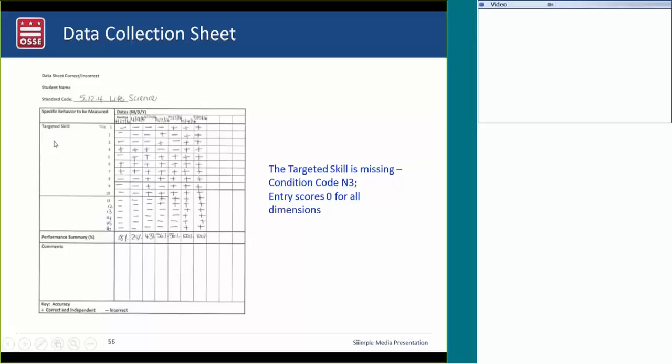Question. How many items are we allowed to put in for each sheet? Whatever the activity calls for. That's one of the lovely things about a portfolio. There's no minimum, and there's no real maximum. It's how you set up the activity for the student. Okay. So the targeted skill needs to be on this entry cover, on this data collection sheet.